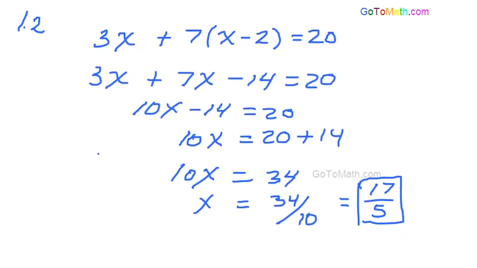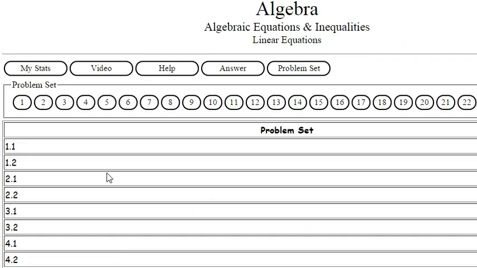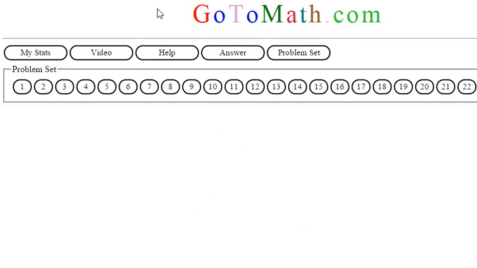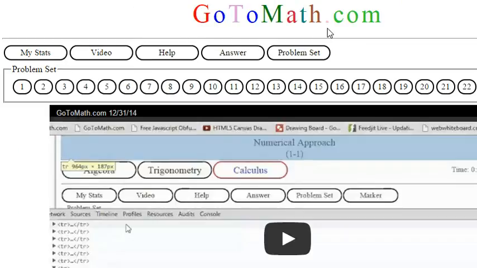Okay, we'll work some application problems in the next section. We're over here at gotomath.com, working some algebra. We're looking at linear equations, and I'll see you in the next problem.